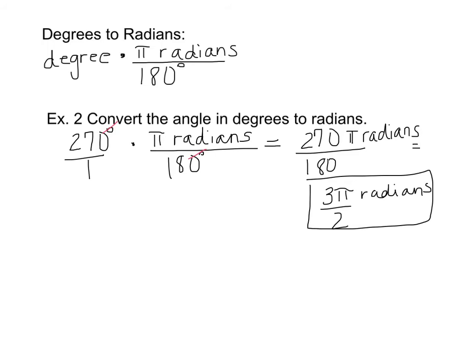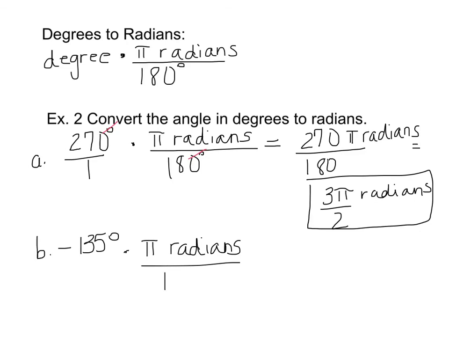And sometimes you may see a negative. So you may see like negative 135 degrees. You still treat it the same way. And it's okay to have negative radians or degrees. So use our same conversion formula.